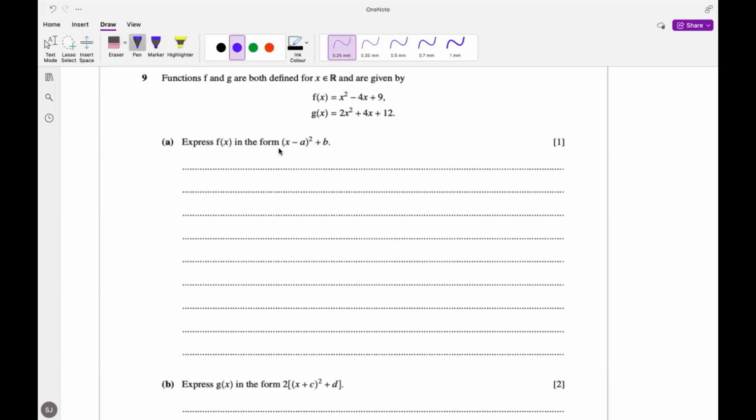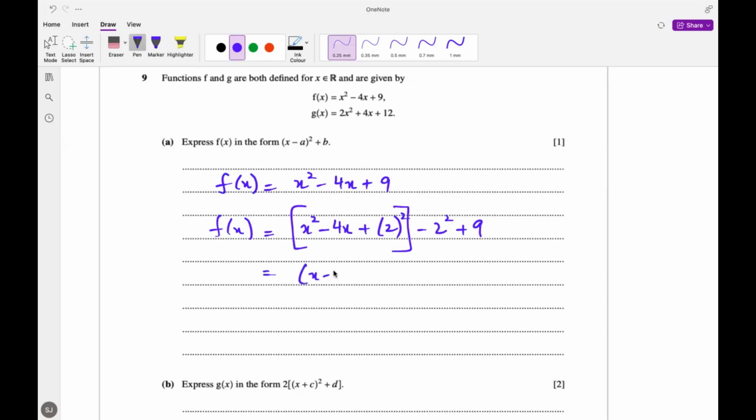In part A, we have to express f of x in the form x minus a whole squared plus b. So for f of x to convert it to x minus a whole squared plus b, this is the completing the square form. So when we are completing the square, first we add half b to the equation. So this will become x squared minus 4x plus 2 squared. And as we have added 2 squared over here, so we'll subtract 2 squared as well, plus 9. So this will become x squared minus 4x plus 4, which becomes x minus 2 whole squared. And minus 4 plus 9 will become a plus 5. So the values of a will be 2 and positive 5 for b.